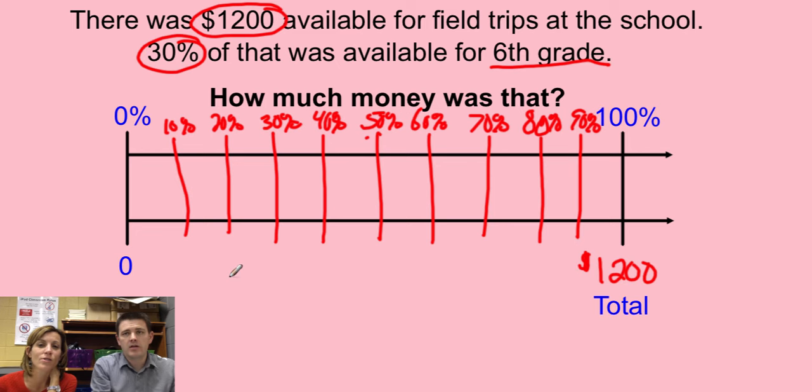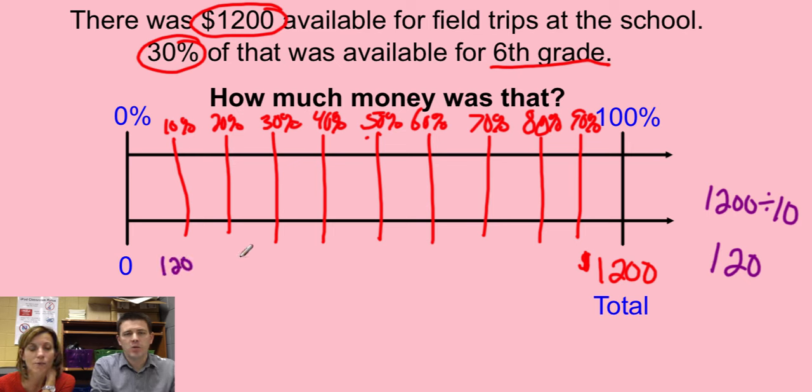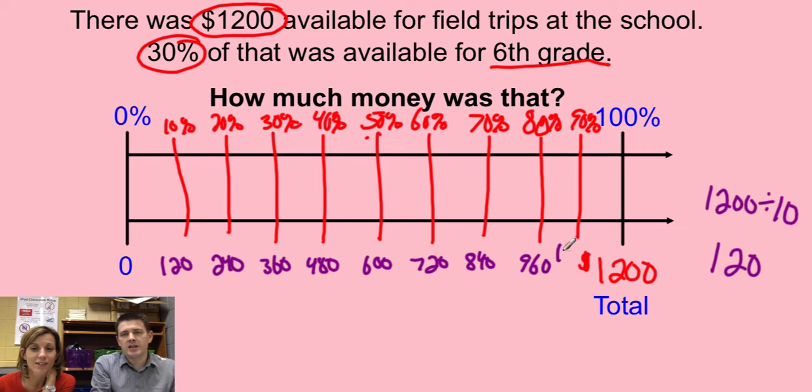All right, we need to go to our total and figure out how much each section on the bottom part of our number line is going to be worth. So again, 1,200 divided by 10 sections is going to be 120. So each section is worth 120. So we're counting up by 120s. 240. Think of it as counting by 12s with a zero at the end of it. 480. 960 and 1080.